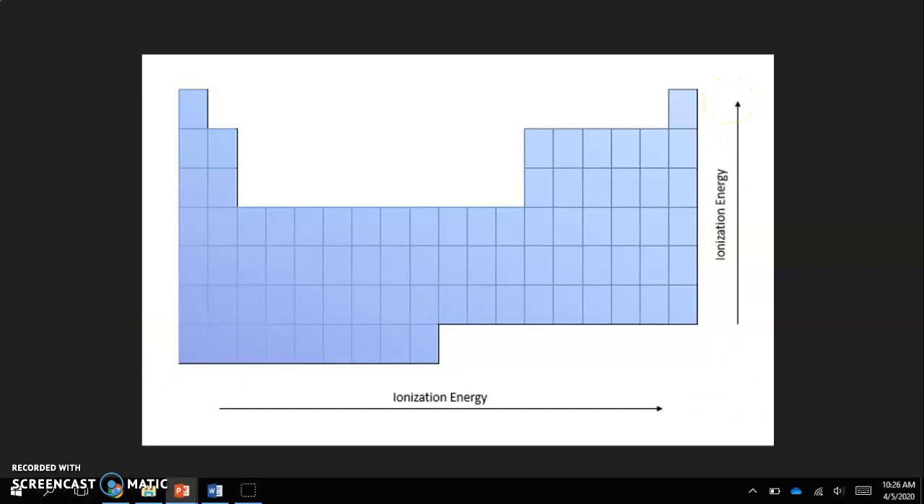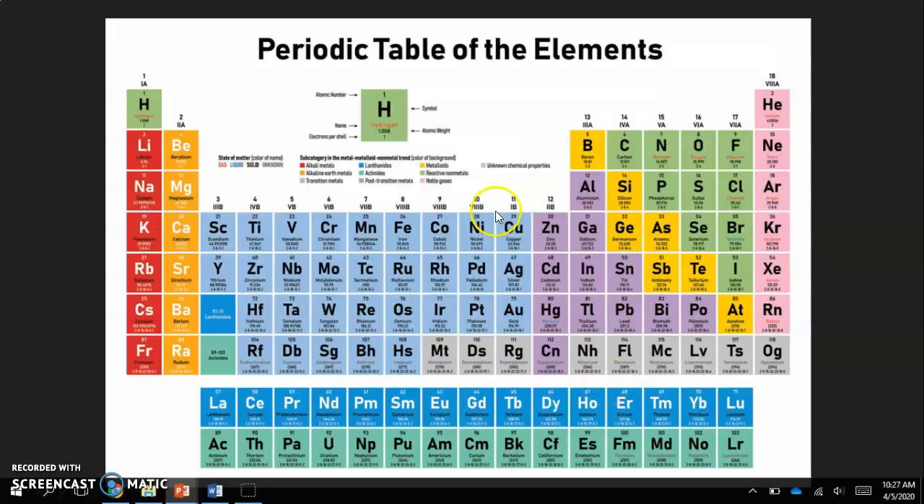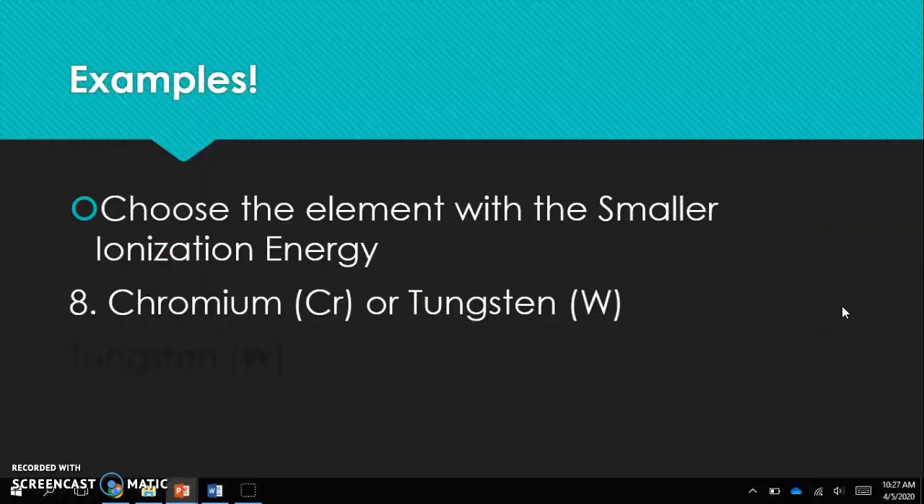So those elements in the top right-hand corner are going to be those that have the highest ionization energy. Alternatively, those that are down here are going to have the lowest amount of ionization energy. So again, here's our table. So these elements up towards the top right are going to have high ionization energy, and then elements towards the bottom left will have low ionization energy. So let's look at an example.